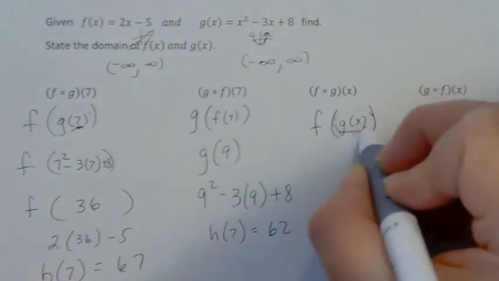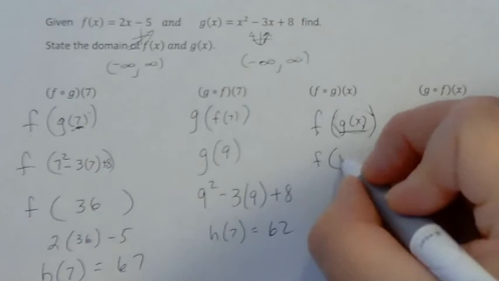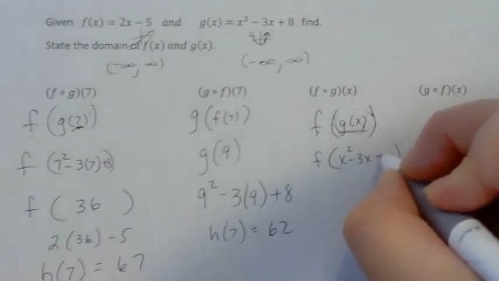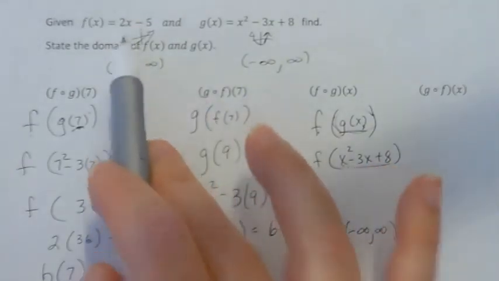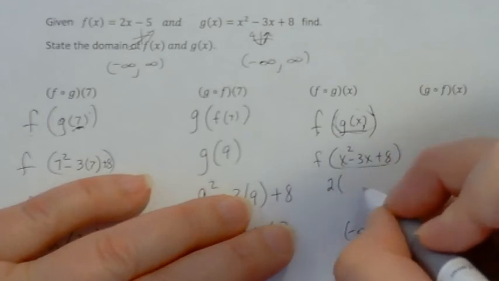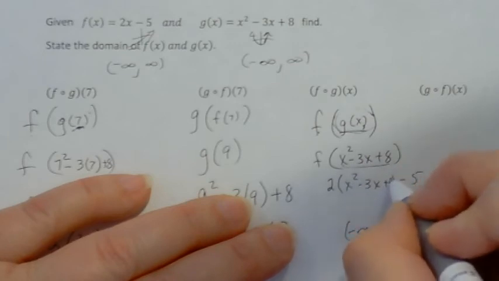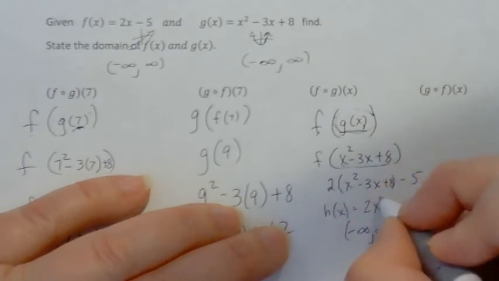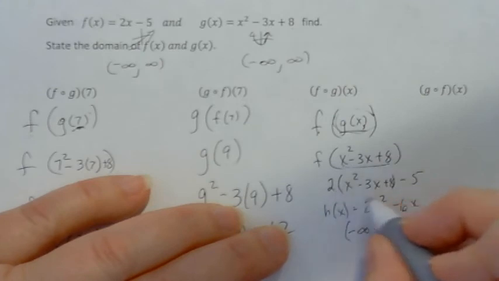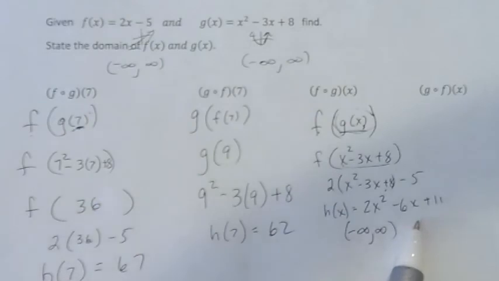So I'm going to put the g function in for x of the f function. So I'm going to have f of the g function, and the g function is x squared minus 3x plus 8. So this is now the input value for my f function. So I have 2 parentheses minus 5. And in the parentheses, I'm going to put x squared minus 3x plus 8. So the new function that I'm talking about is 2x squared minus 6x, and this would be plus 16 minus 5, so plus 11. This is a quadratic function, no restrictions, so I'm good.